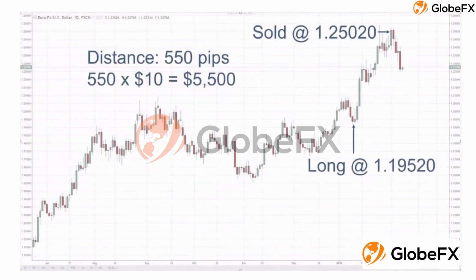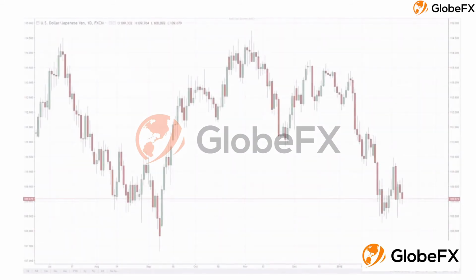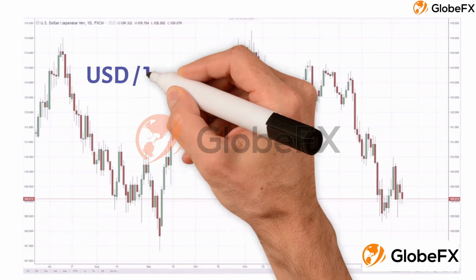Let's do an example. So we just talked about this one when we opened a position at 1.1952 on the euro and closed it at 1.2502. So this is pretty straightforward, 550 pips worth of value. But what if you had done it a little bit differently? So let's say, for example, here on the dollar versus the yen.